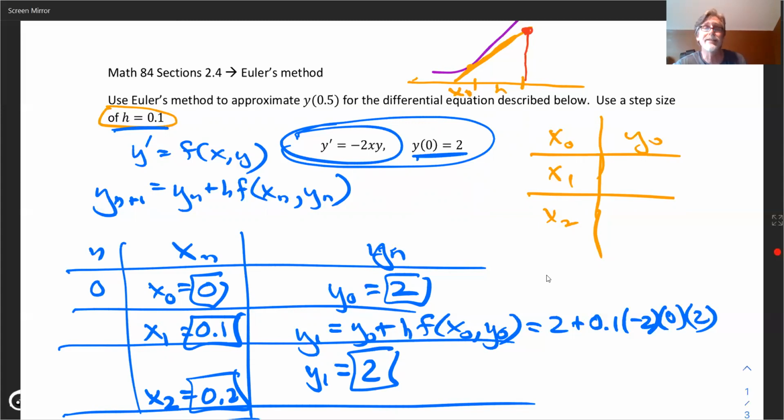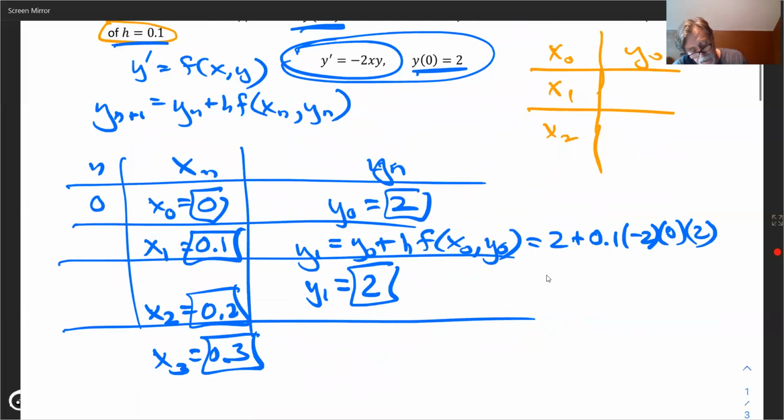Now, I should have said this at the beginning. What are we trying to approximate? We're supposed to approximate the function at 0.5. If we keep bumping up by 0.1, we're going to get there in a couple more steps, aren't we? x sub 4 is 0.4, x sub 5 is 0.5, and then you're going to stop. The x's are pretty easy, but it's the y values that you have to work on.